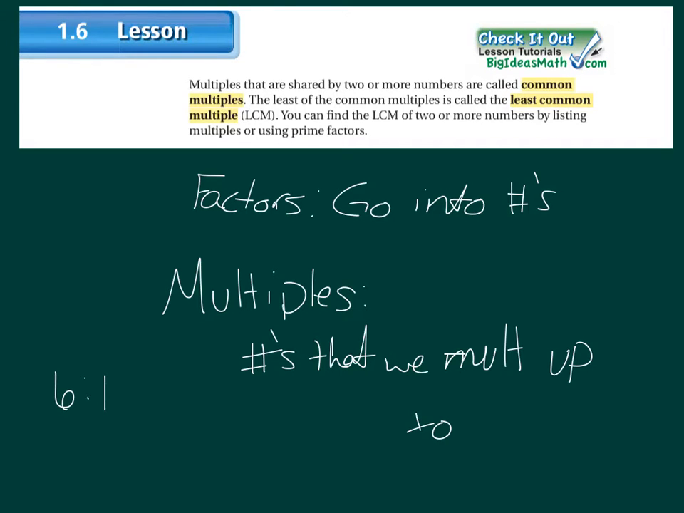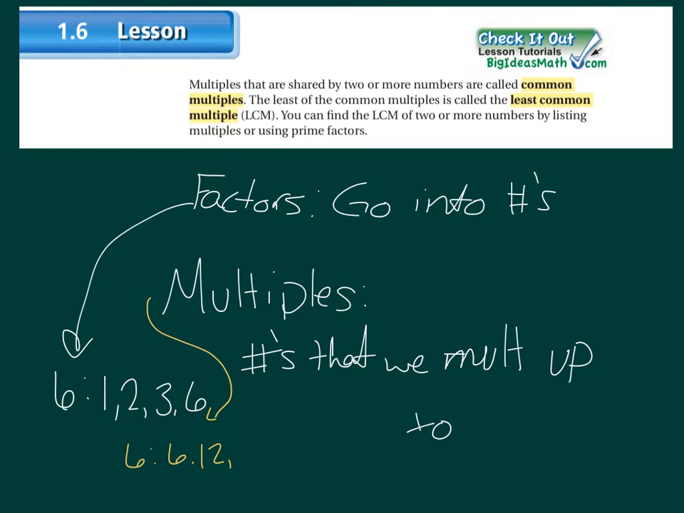Well, those are the numbers that go into 6. That would be 1 and 6 and 2 and 3. So those are factors, while multiples of 6 would be things like 6, 12, 18, 24, 30, and so on. So again, there's infinitely many multiples that you can multiply up to. There's only so many factors of a number. So we should know that multiples are going to be a little bit bigger answers.